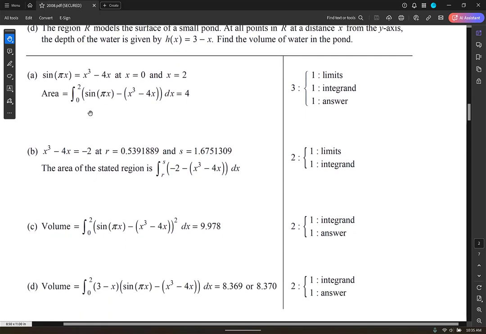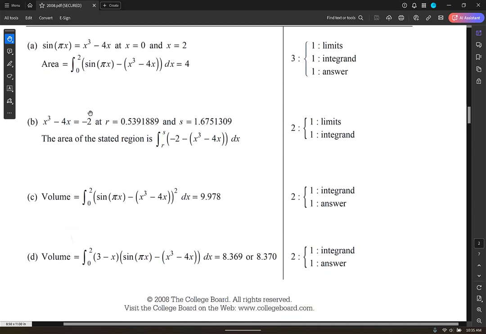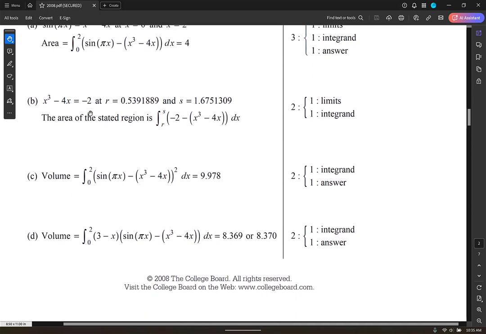Letter C. Oh, were there two? Yeah, those are the letter C. 1 point for the integrand, 1 point for the answer. Sine pi x minus x cubed minus 4x, all closed up with a square on it. And the answer was 9.978. And then letter D, notice that it can be rounded or truncated. They didn't write h of x. They wrote 3 minus x. That's fine. We got the same answer. h of x times sine pi x minus x cubed minus 4x dx, 8.369 or 8.370. Did we get that? Yeah. We got all 9 points.